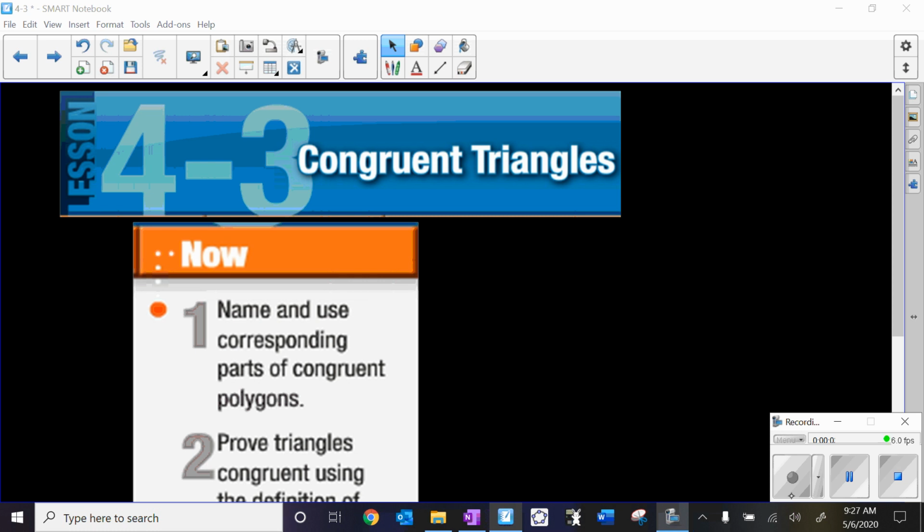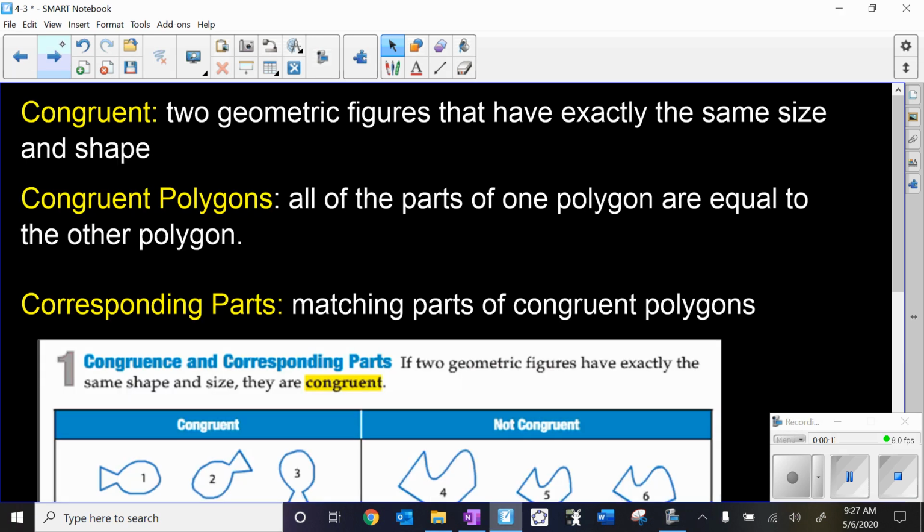In section 3, we start looking at congruent triangles. So we're going to look at naming corresponding parts of congruent polygons, and then we'll look at proving triangles congruent using the definition of congruent polygons. So what is congruence, and what is congruence in terms of polygons?